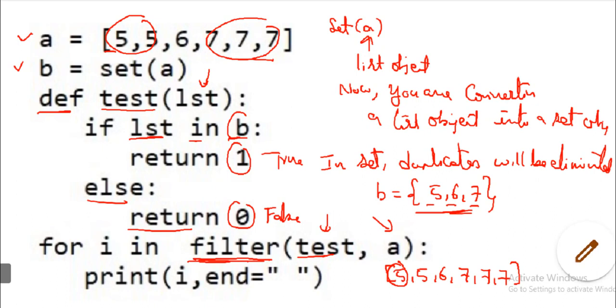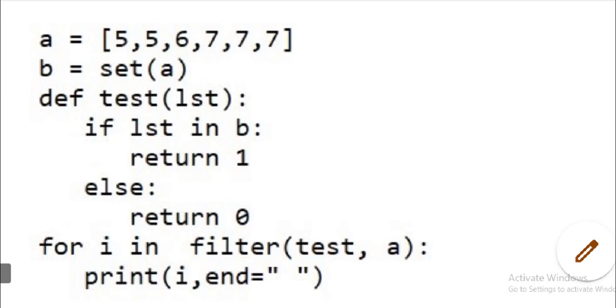So 5 will be taken from the list and passed as a parameter to the test function. Where is the test function? Test function is here. What are the elements in A? 5, 6, 7, 7, 7 in this list.